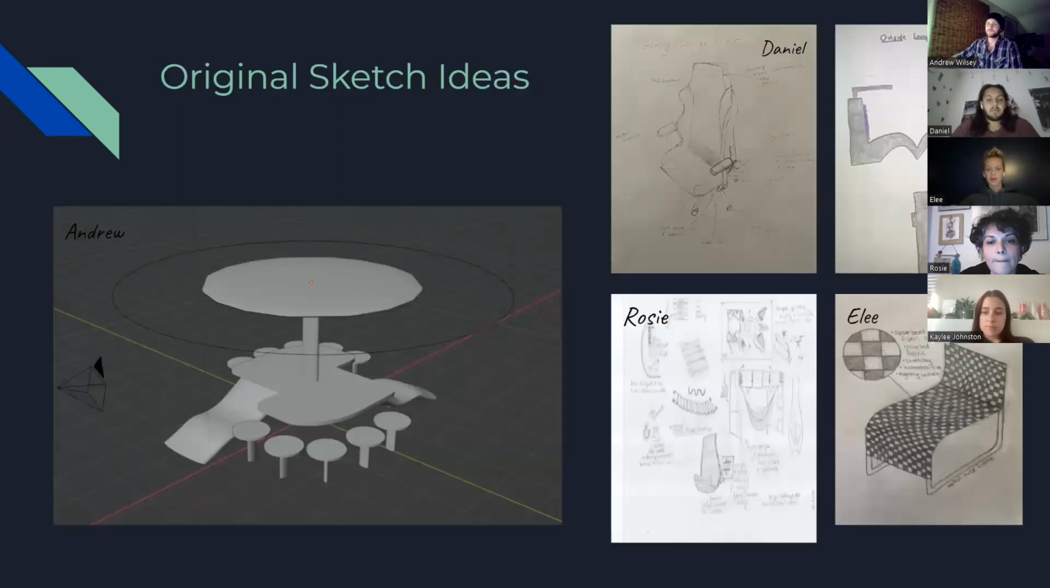When it came to our original sketch ideas, the four on the right were catered to our personal needs and wants. It was very much just for us. We wanted a seating area as a group that could benefit all communities and people. And so we ended up choosing the design on the left, which was Andrew's seating area, because it had the most potential to be in a community setting.